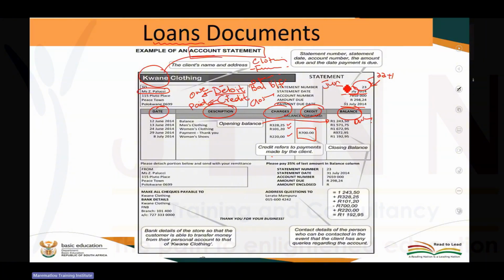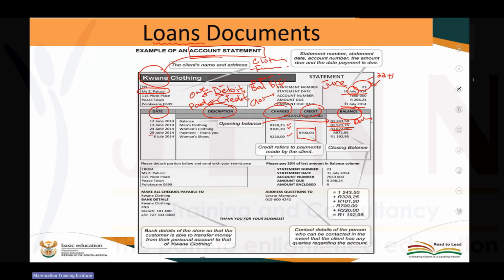It's June, because this one is July. He was owing 1,243.50. On top of that, he bought 328.25. We added it to the opening balance. It went to 1,571.75. On top of that, he bought again for 101.20. It went to 1,672. But he said no.